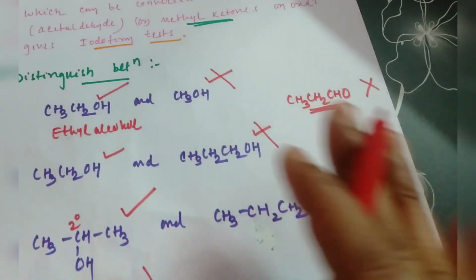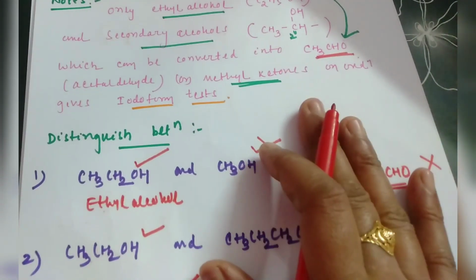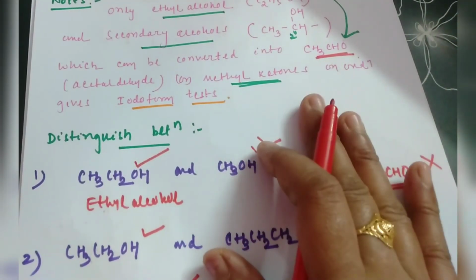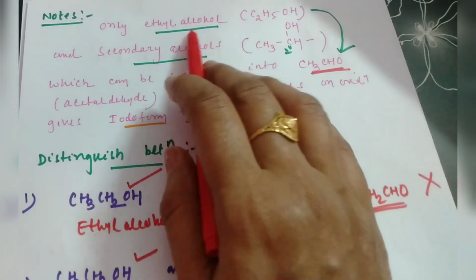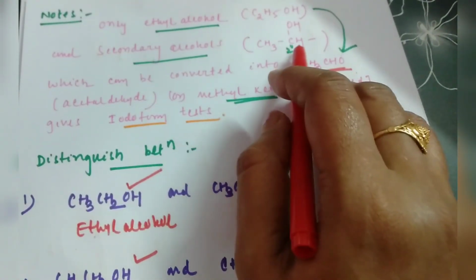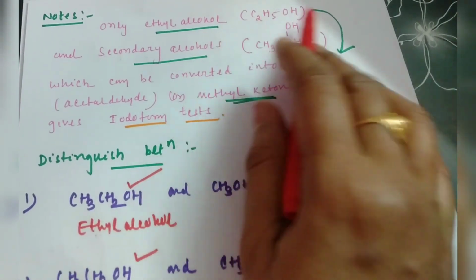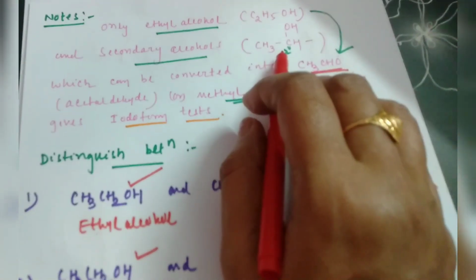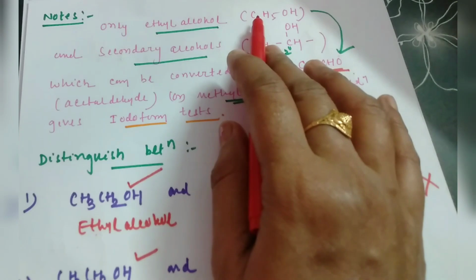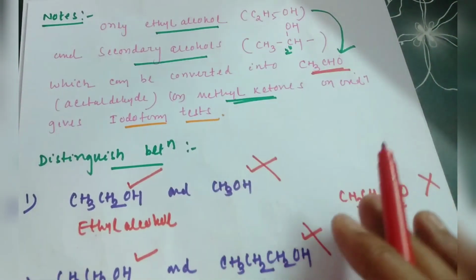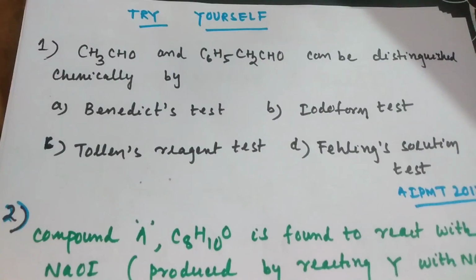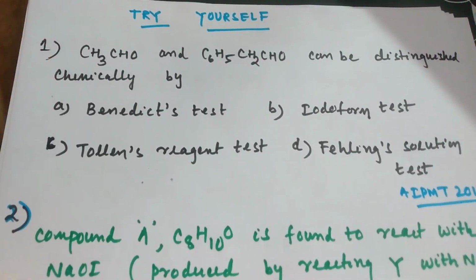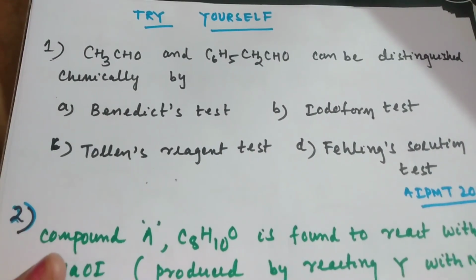So this is also an important point you have to remember: except for the aldehyde and methyl ketone group, secondary alcohols with this type of group present will give the iodoform test, and only one primary alcohol, that is ethyl alcohol, will give the iodoform test. Okay, now let us discuss some examples based on the iodoform reaction.